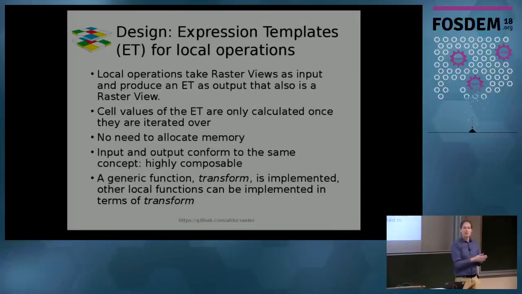So you don't need to create a raster dataset just to store intermediate values. There are no intermediate values. Everything is resolved at the moment that you're iterating over the values. So that makes it more efficient. And also more robust because you don't need to write to disk or anything like that. There is in the library a very generic transform function where you can just give any function and apply it on any number of rasters.